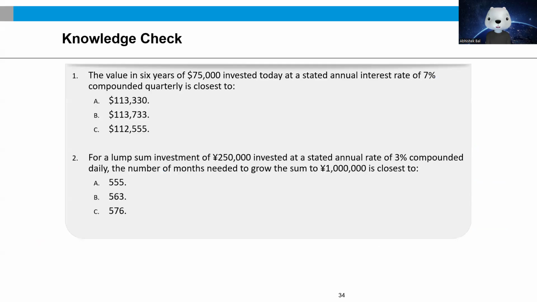Then I read the first problem. The value in 6 years of 75,000 invested today at a stated annual interest rate of 7% compounded quarterly. So how many quarters are there? 6 into 4, there are going to be 24 quarters. Okay, the rest of the things are easy. And the 7% interest rate, obviously you will have to divide this by 4.